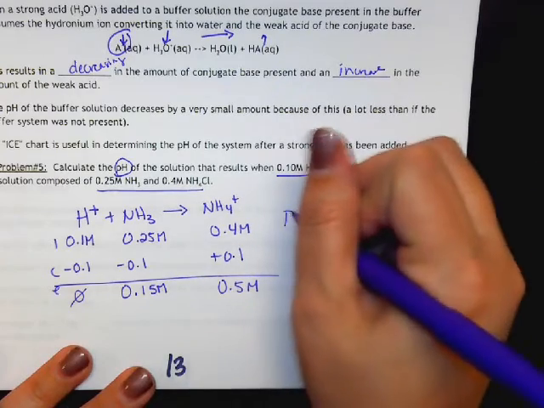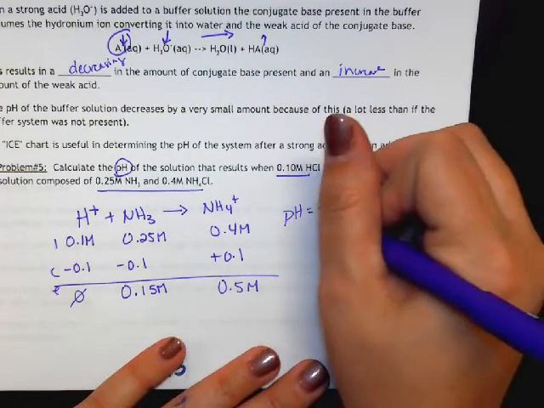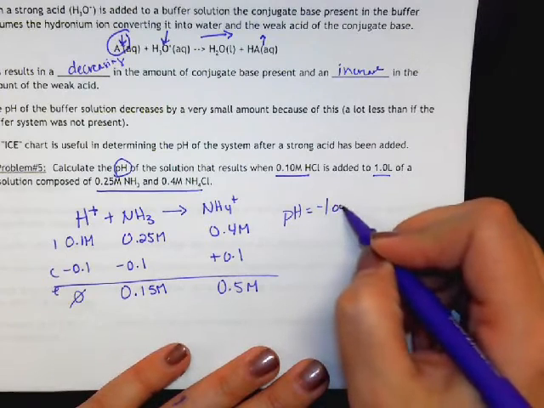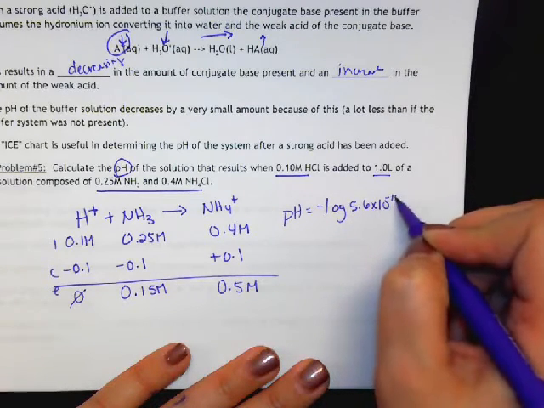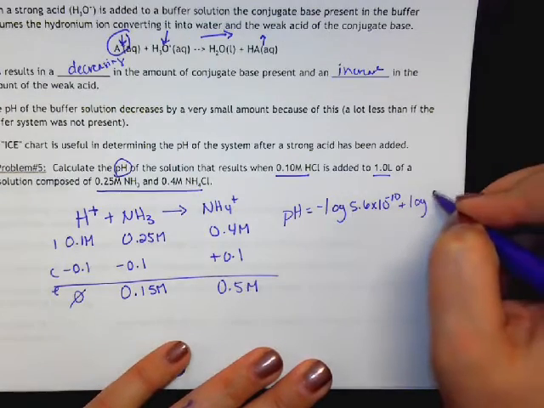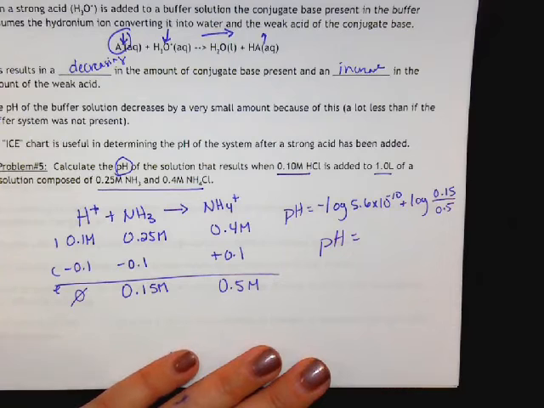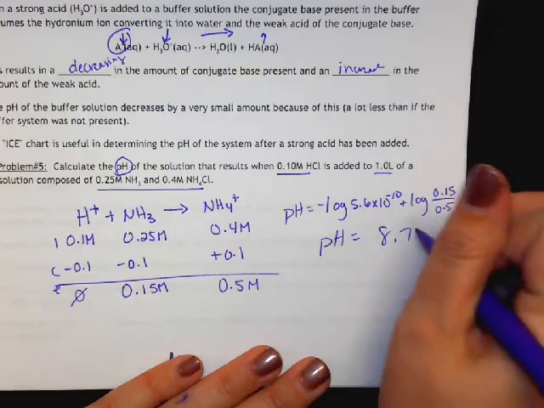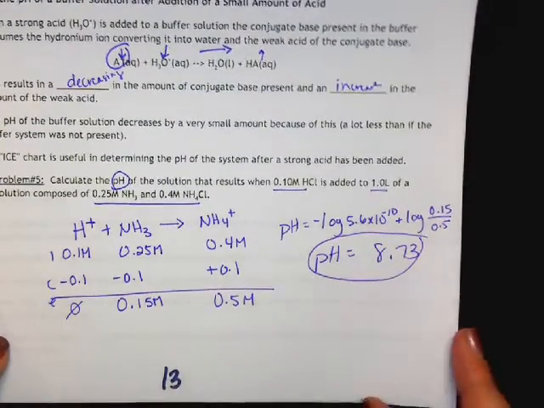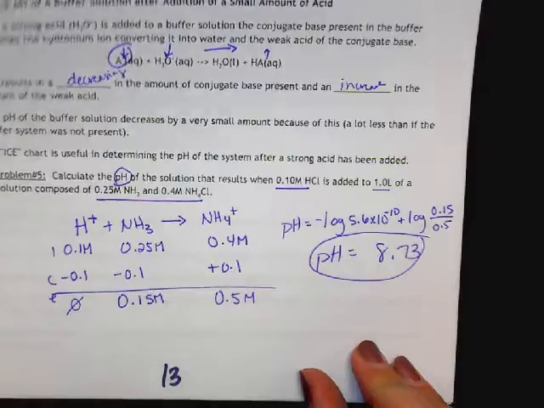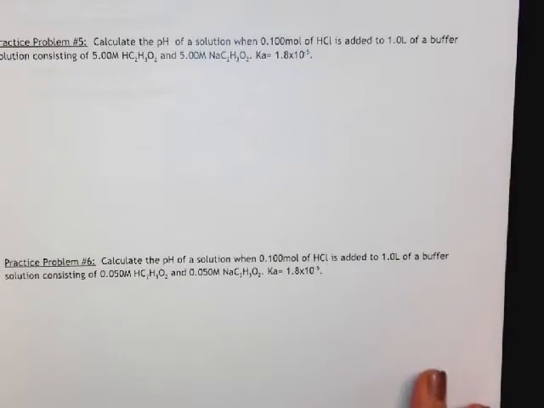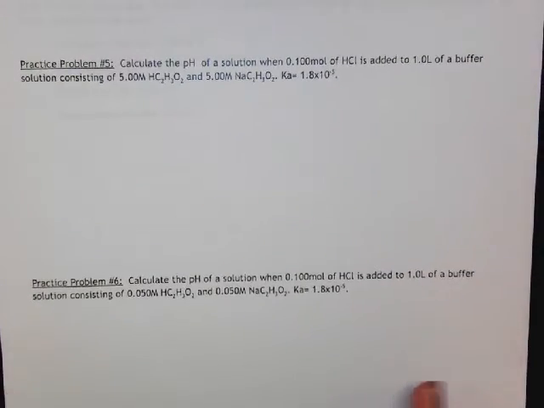And then, to find the pH, of course our strong acid is consumed. To find the pH, we simply use our Henderson-Hasselbalch. So we know from our previous problem that our Ka for this is 5.6 times 10 to the minus 10, plus the log, again, of base over acid, so 0.15 over 0.5, and then we calculate the pH. So the negative log of 5.6 times 10 to the minus 10, plus the log of 0.15 divided by 0.5. And we get a pH of 8.73. Right, so basically we're doing a little bit of an ice chart. Some of you may be able to do it without the ice charts. Some of you may not, and that's fine. Do what you need.